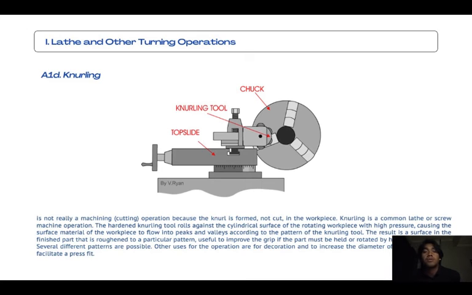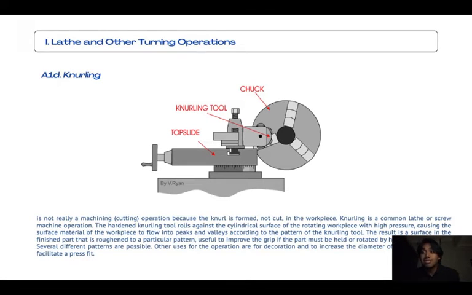Next, the fourth subtopic from lathe and other turning operations is knurling. Knurling is not really a machining or cutting operation because the knurl is formed, not cut, in the workpiece. Knurling is a common lathe or screw machine operation. The hard knurling tool rolls against the cylindrical surface of the rotating workpiece with high pressure, causing the surface material of the workpiece to flow into peaks and valleys according to the pattern of the knurling tool.